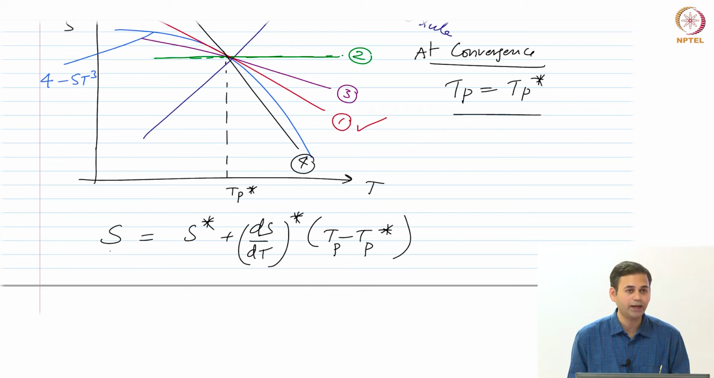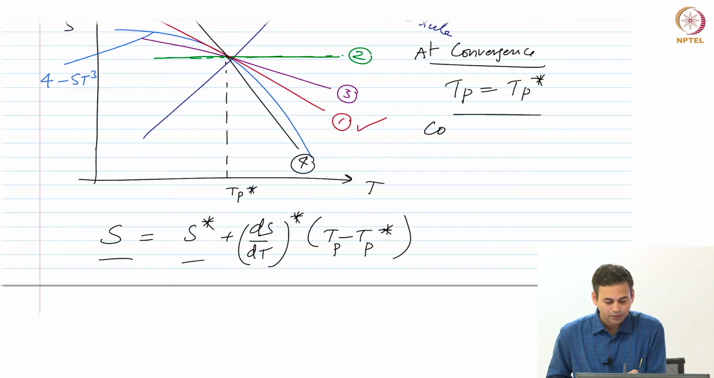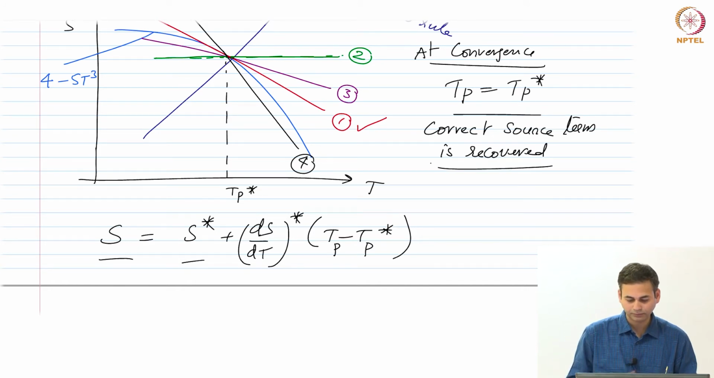Then what will S and S star be? They will be the same, right. Essentially, it will be the same. That means we are recovering the same source term that is given in the problem, okay. So, the correct source term is recovered, okay, at convergence.